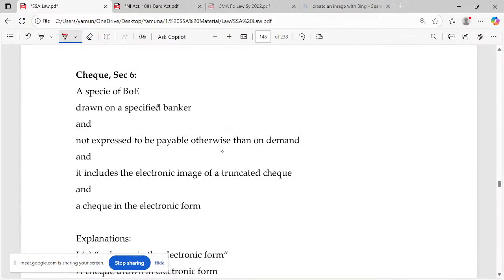I'll go for section 6 related to cheque. Please highlight what are the provisions involved in a bill of exchange. The same will be covered except one thing. It will be drawn on a specific bank. Cheque on the bank. So you define it as a species, a specific variety of bill of exchange. It's not expressed to be payable otherwise than on demand. Yes, please make a note.